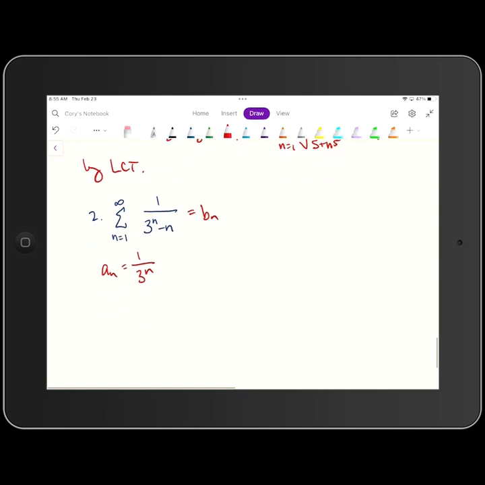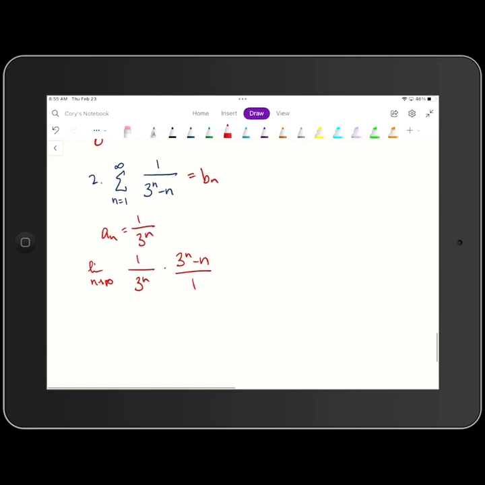Okay, so what I'm going to do then is take the limit as n goes to infinity of a sub n, which is 1 over 3 raised to the n power, divided by b sub n. When I divide by b sub n, that's the same thing as multiplying by the reciprocal of b sub n, which is 3 to the n power minus n over 1. So we're going to get the limit as n goes to infinity of 3 to the n power minus n over 3 to the n power.